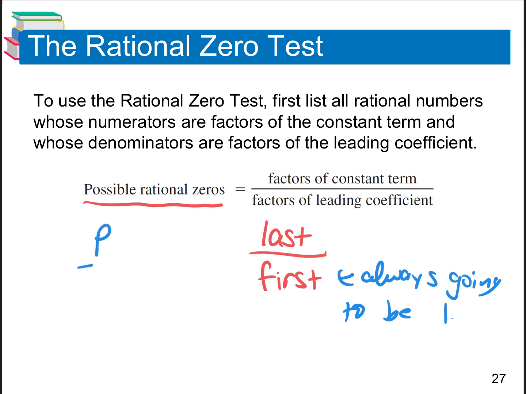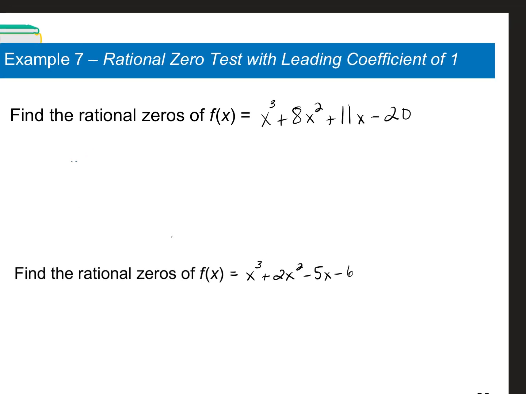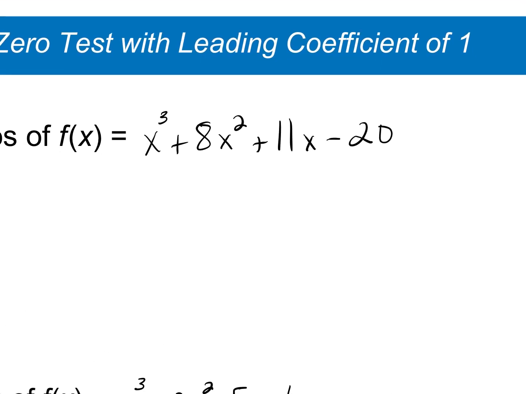Rational zeros test will also be referred to as P over Q. We're going to do it where the first term is always 1. Your leading coefficient is always 1. Let me show you. Find the rational zeros. Finding the rational zeros, P over Q, rational zeros test, all means the same thing. How many answers should I have here, guys? 3. I know I should have 3 answers.